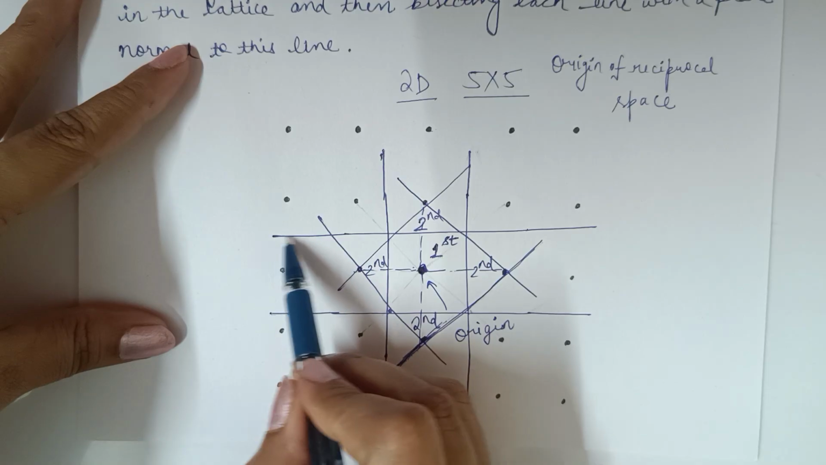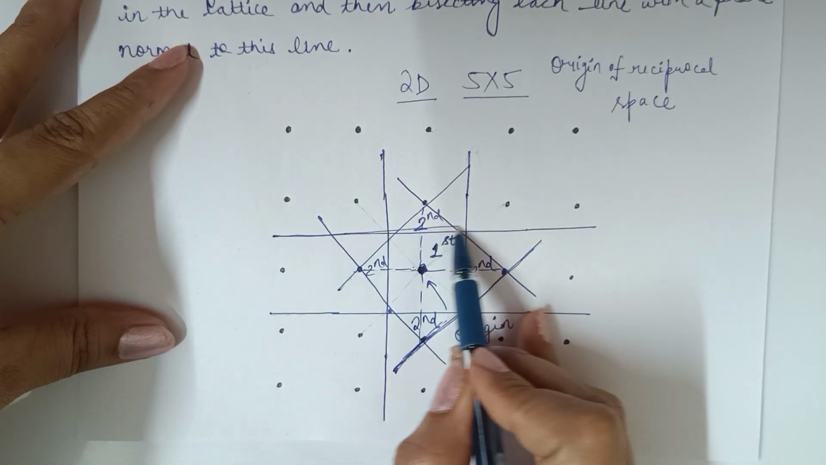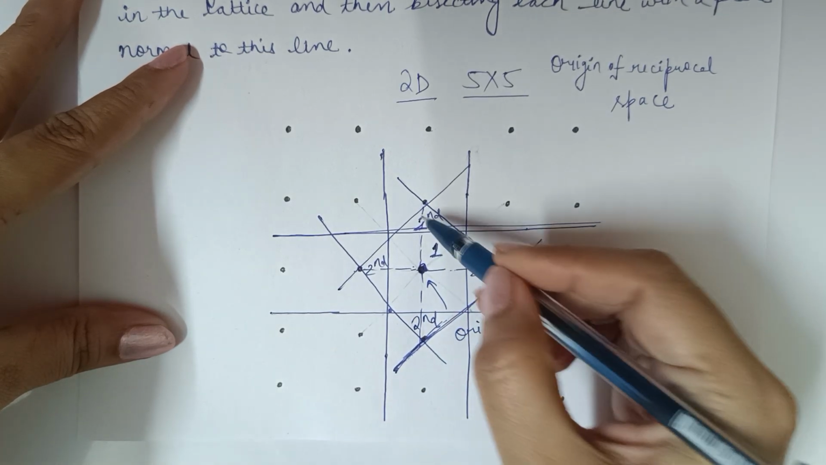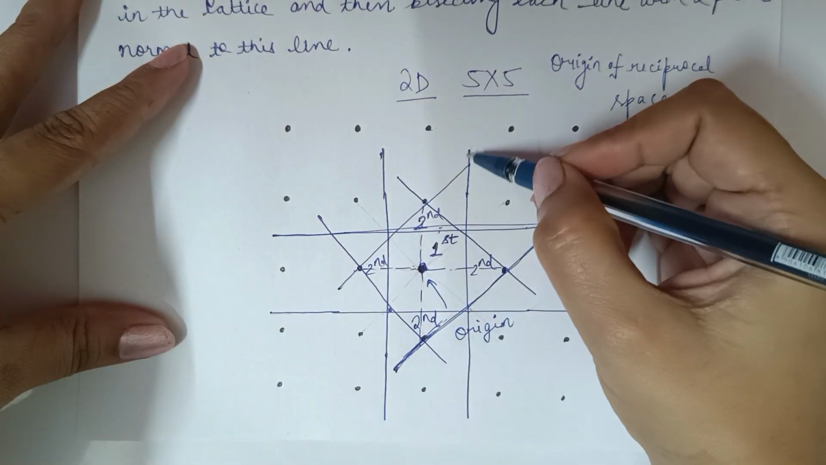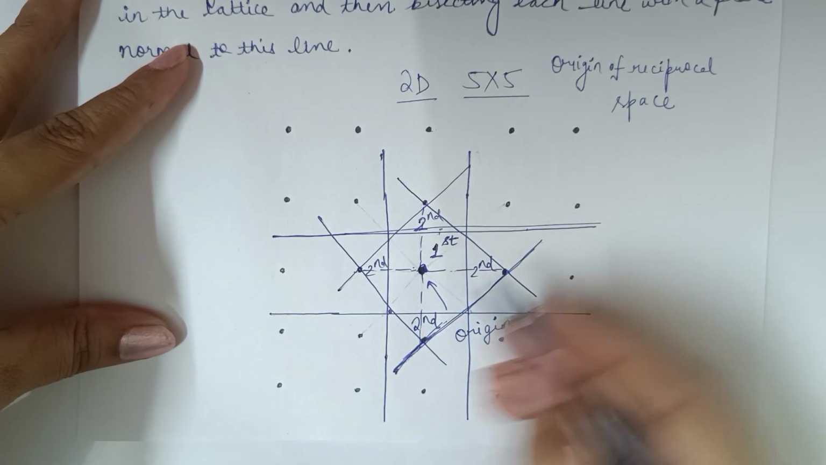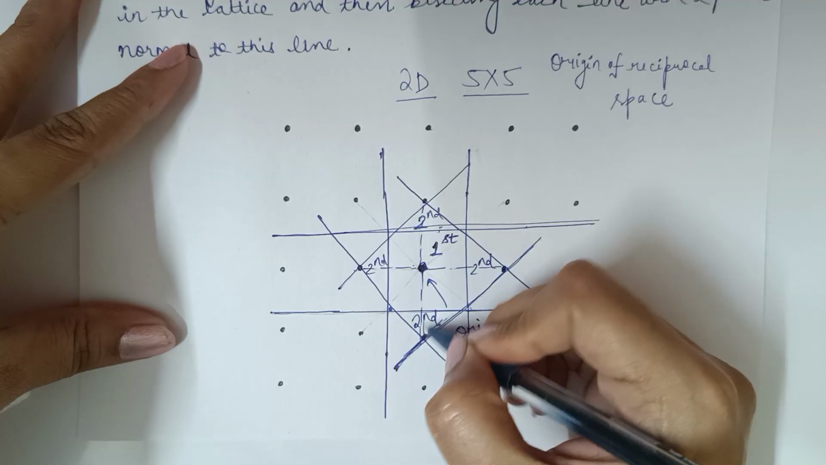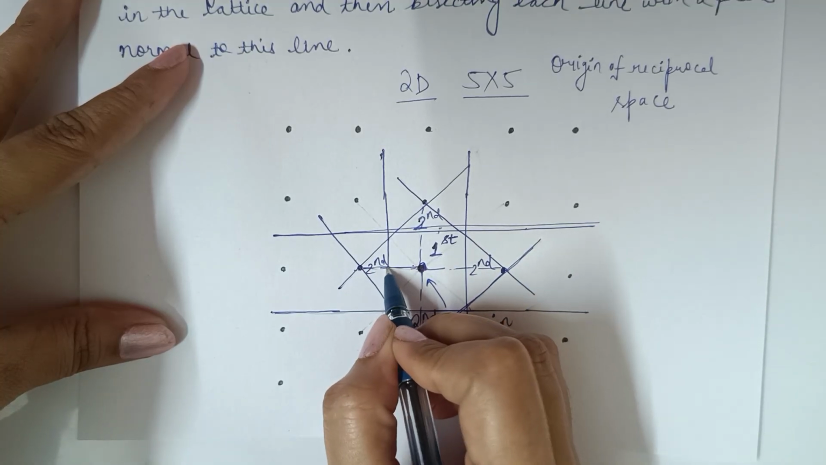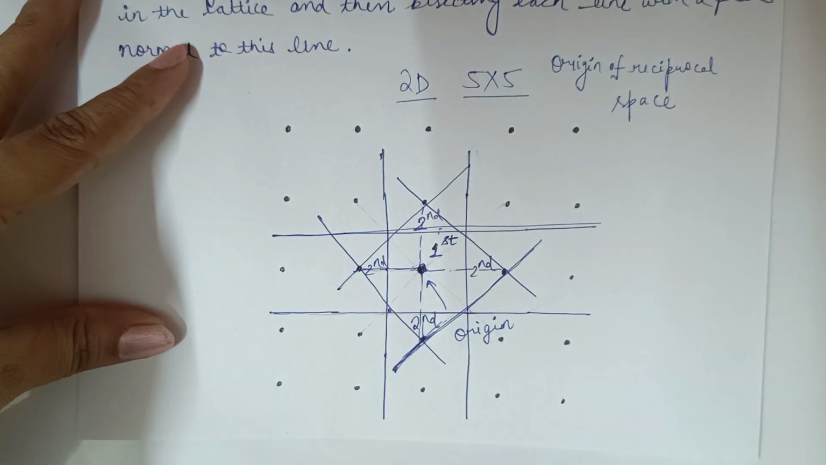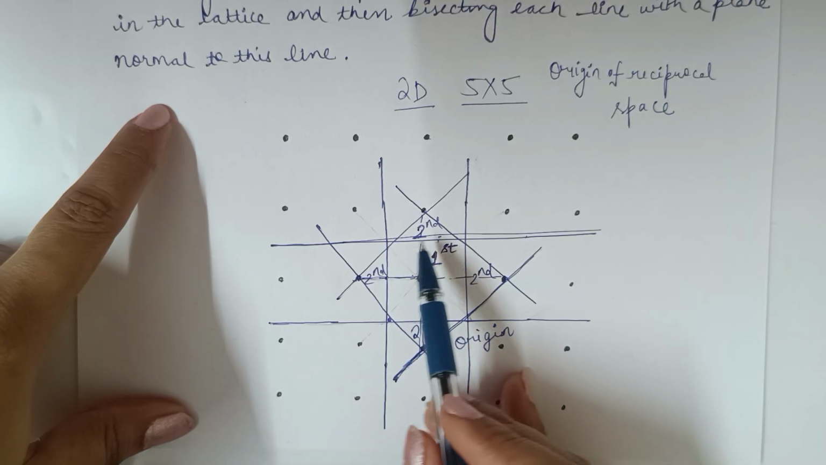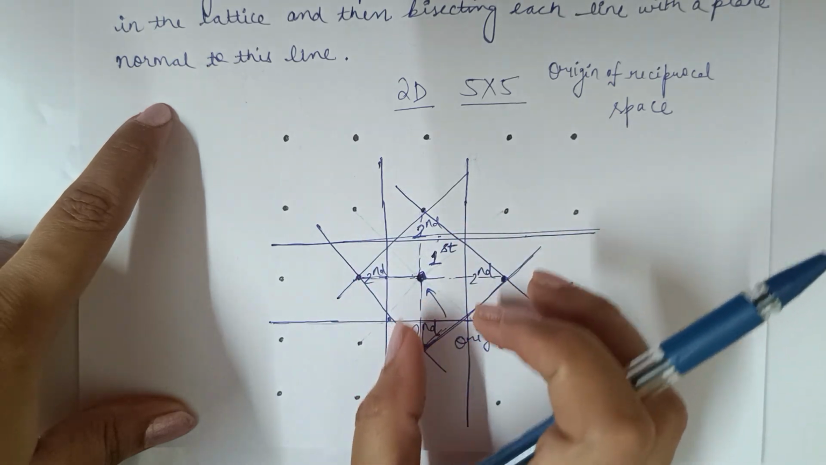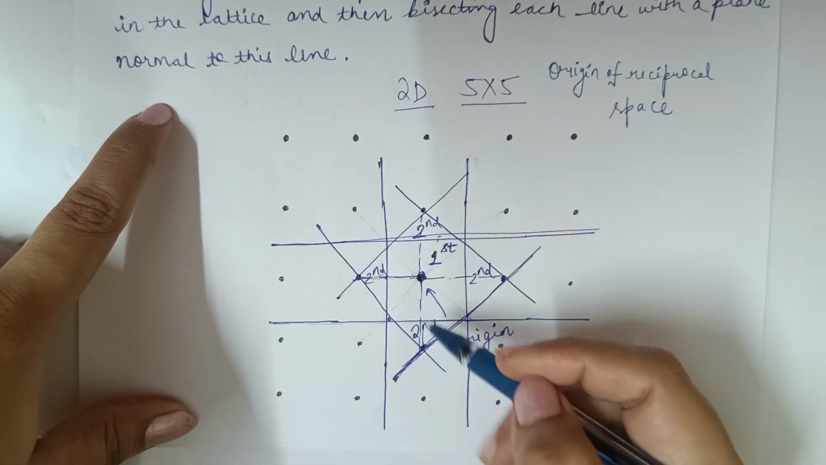Now we need to draw the perpendicular bisector. So these are the perpendicular bisectors, and this is known as the Bragg plane. This is the perpendicular bisector for this line, this is the second Bragg plane of this line, this is the perpendicular bisector of this line, and this is the perpendicular bisector of the line joining this lattice point to this. If you draw it neatly, it will look like a square. Okay, so these are the boundaries, and this cell is known as the Wigner-Seitz cell.